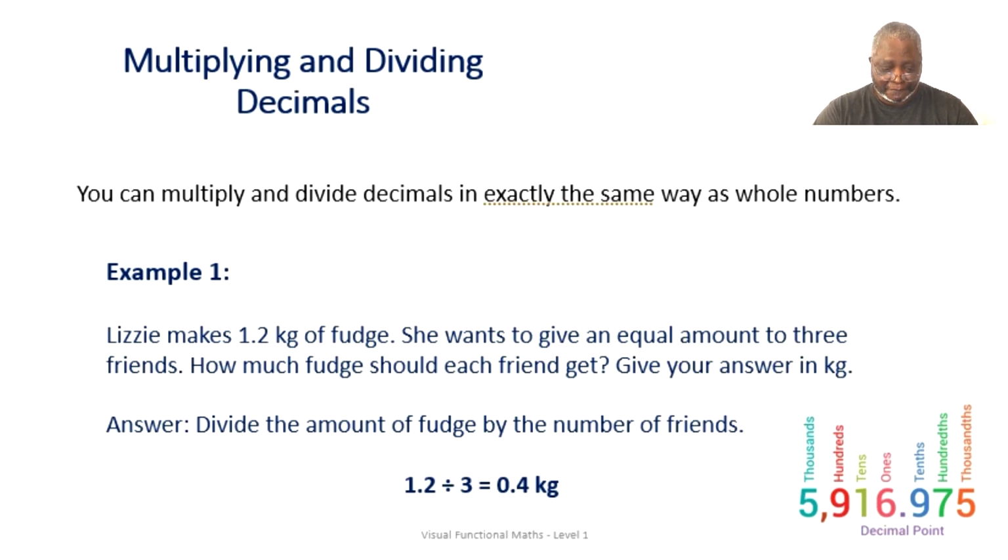This is a division sum. And what you have to do is to divide 1.2 by 3. That is pretty straightforward. Note your decimal point.